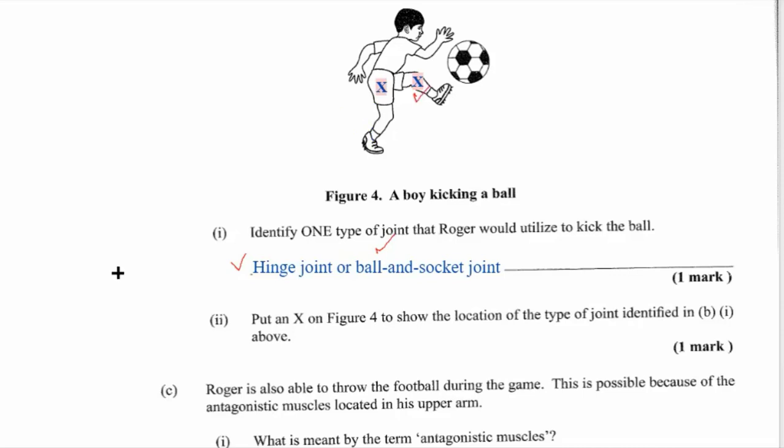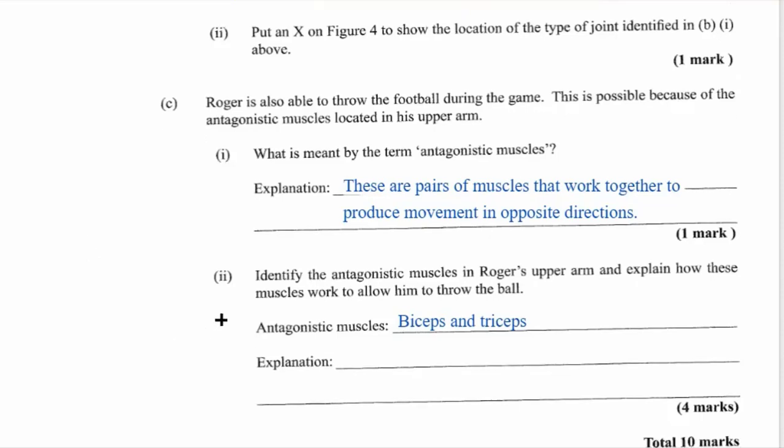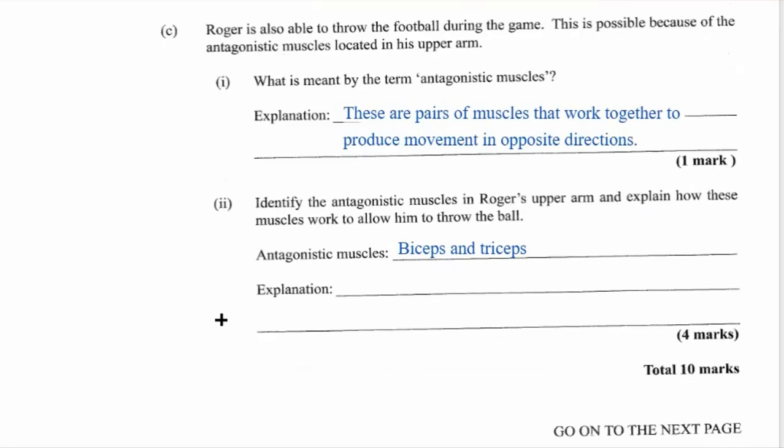So we have here, Roger is also able to throw the football during the game. This is possible because of the antagonistic muscles located in his upper arm. So what is meant by the term antagonistic muscles? A pair of muscles that work together, they work in tandem, and they produce movement in opposite directions.